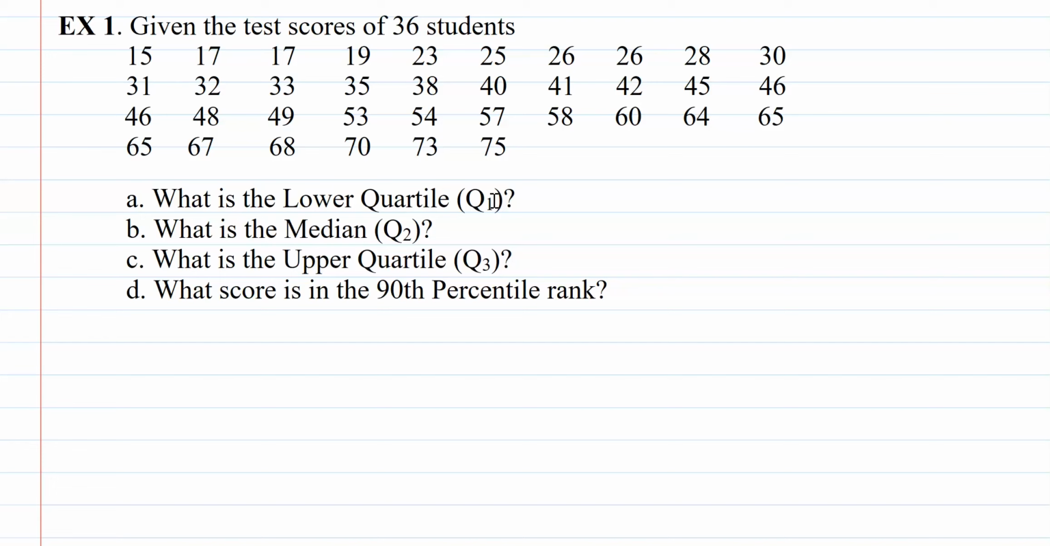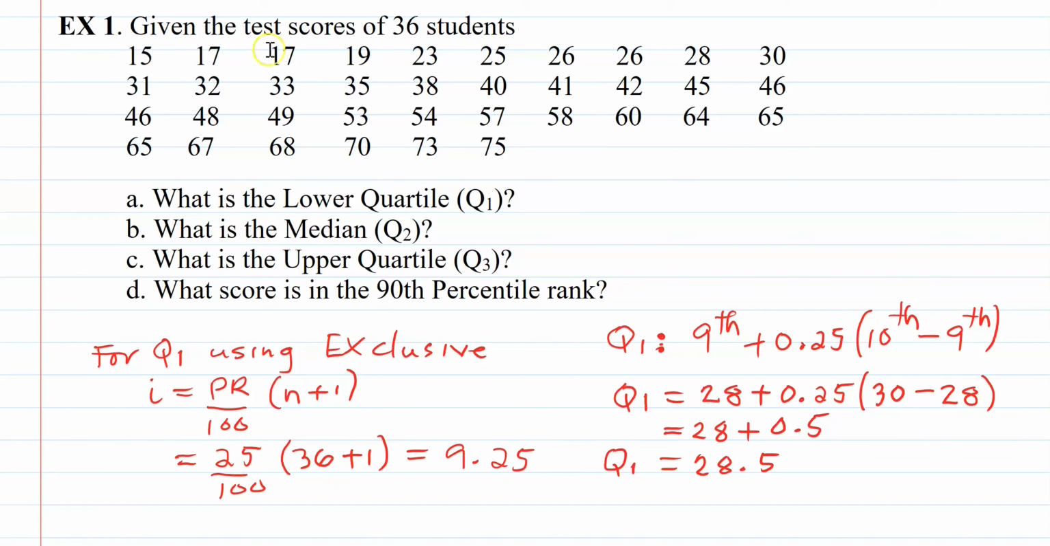Alright, so let's answer now our questions. Because our data set is already arranged from the lowest to the highest, we'll just go straight to the questions. And for each question, we will answer this using two methods. The first is using the exclusive method, and the second is using the inclusive method. So let's do question A. What is the lower quartile, or Q1?